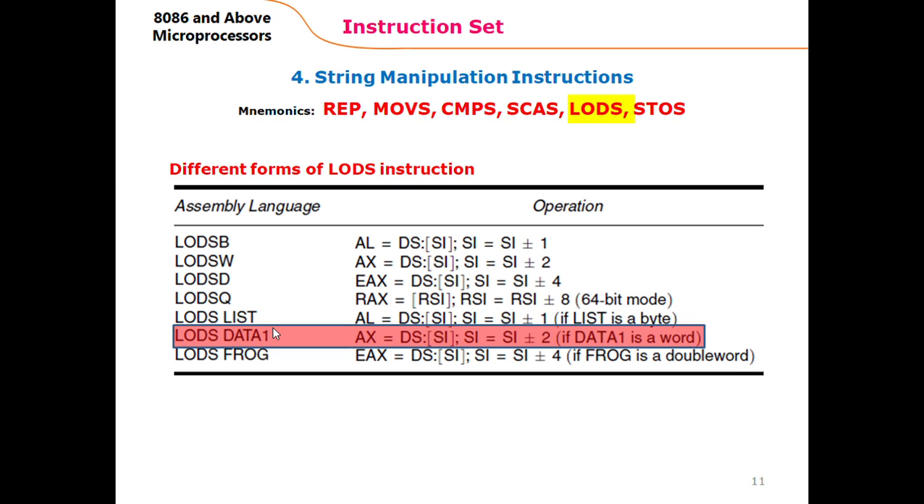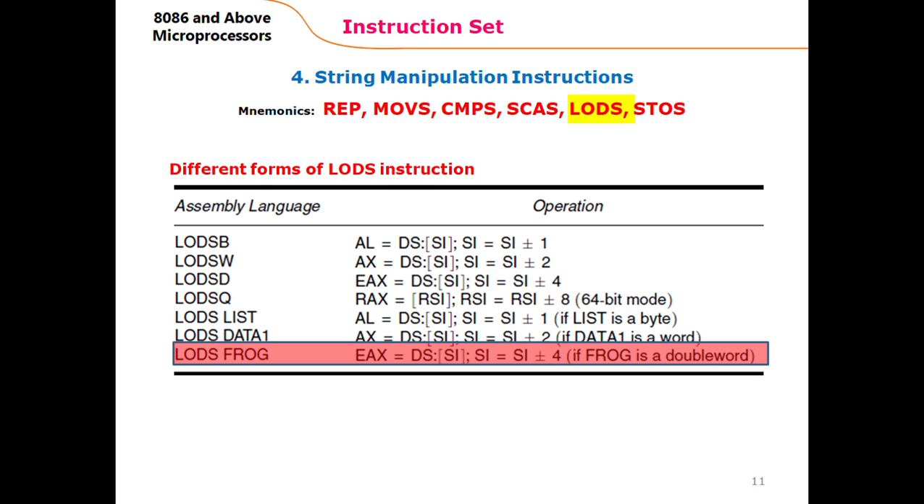And similarly, if the variable followed by LODS is a word, then 2 bytes of data are moved from the data segment to AX, and SI is incremented or decremented by 2. And in this case, FROG is a variable, and if FROG is a double word, then 4 bytes of data are loaded from the memory to the EAX register.